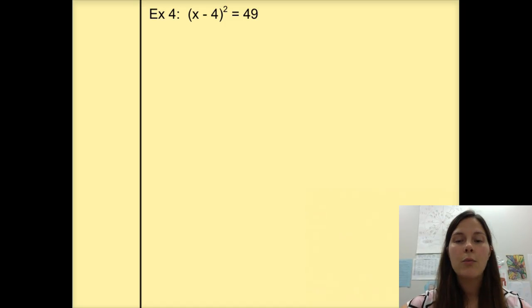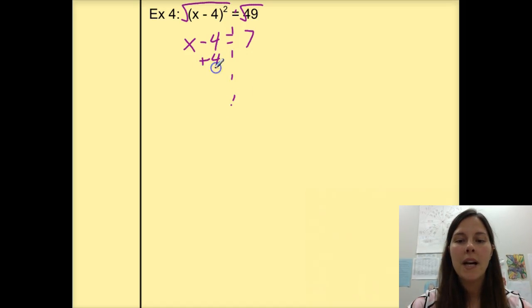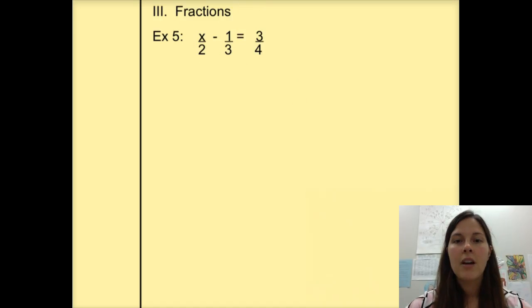This next one, we've got the grouping symbol comes before the square. So I'm actually going to undo the square first on this one. So taking the square root of both sides, the square root of 49 is 7. And then I can cancel that -4 by adding 4 to both sides. So x equals 11.